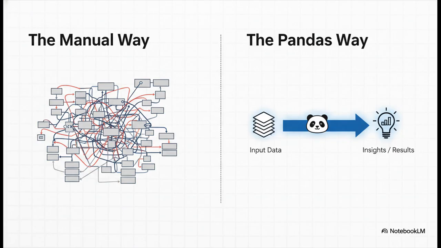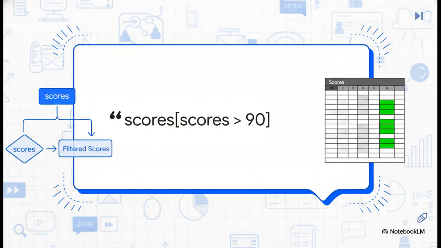Instead, we can use another amazing library called Pandas. And Pandas lets us ask questions about our data in a much more direct way. And honestly, this is where the magic happens. Just look at this. With one single clean line of code, we're basically telling Python, hey, just give me all the scores that are greater than 90. It's fast, it's clean, and it's so much easier to understand.